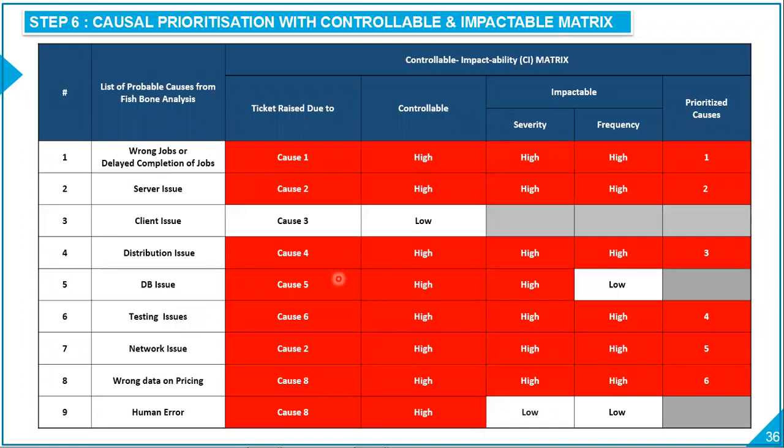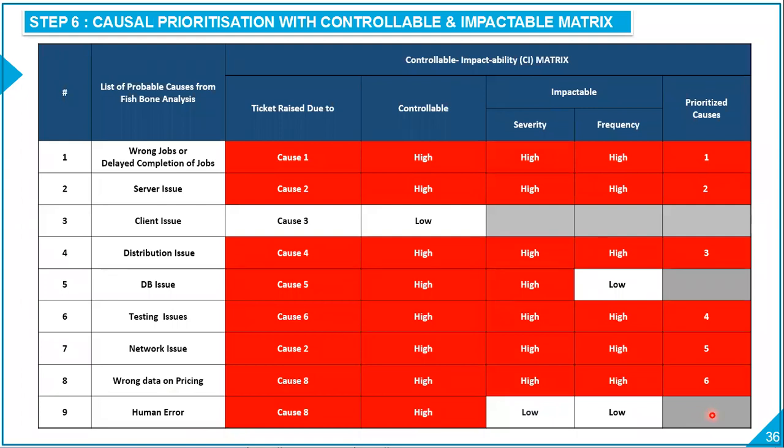You could see over here the cause number 3, client issue, was not highly controllable. That's why you never considered it for the next filters or scanners. Likewise, the DB issue was a highly controllable cause. It was highly severe as well. However, the frequency of DB issues, DB means database issue, is relatively low, and that is why we did not prioritize it. In the case of human error, yes, it is highly controllable, but it's low severity and low frequency, and that is why you're not considering this as a prioritized cause.